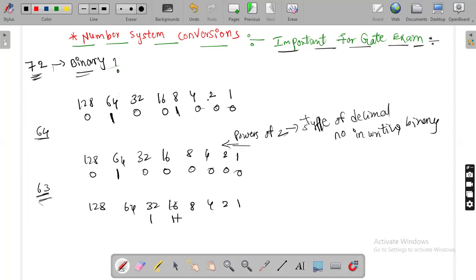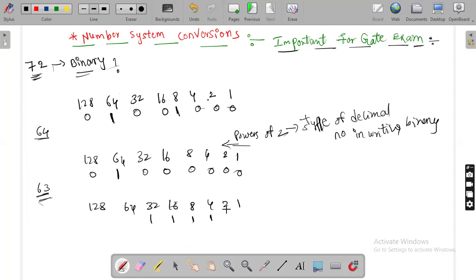Now in 31, how much done? 31 minus 16. How much? 15 left. So what is the nearest number to 15? 8. Then how much left? In 15, 8 is done. How much left? 7. So what is the nearest number to 7? 4. So in 7, 4 is done. How much left? 3. 3 is left.